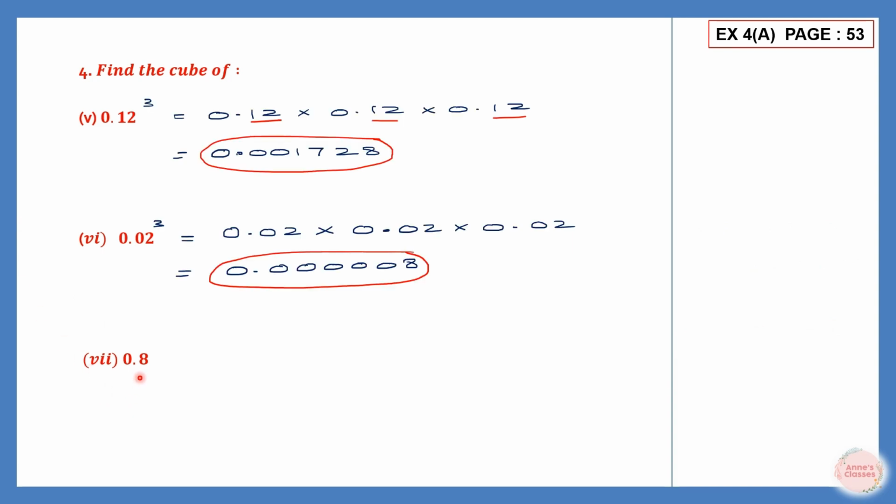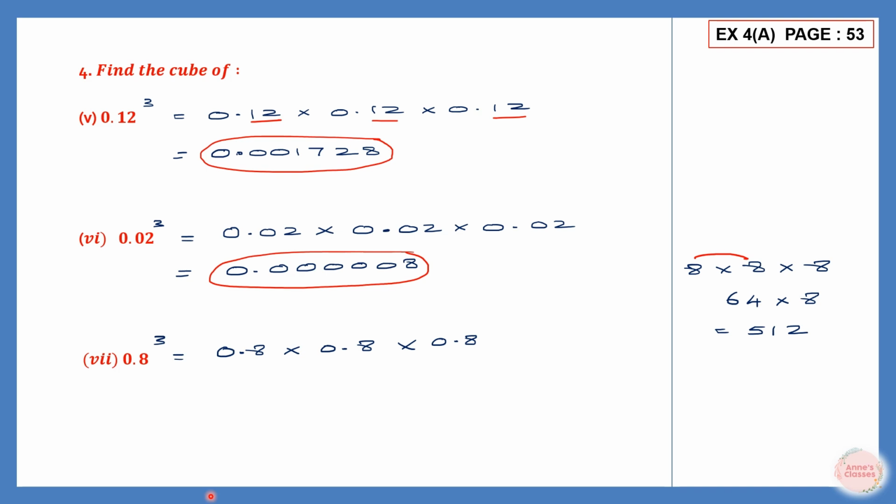Question 7, the cube of 0.8. So we have to write that 3 times. 0.8 into 0.8 into 0.8. So that will be 8 into 8 into 8. We are ignoring the point and multiplying. Now let's multiply 8 into 8. 8 8s are 64. 64 into 8 is 512.